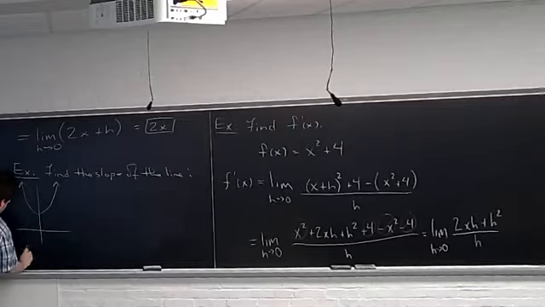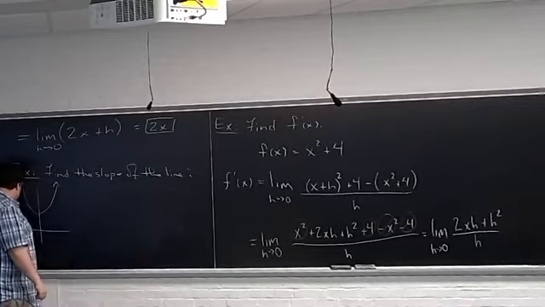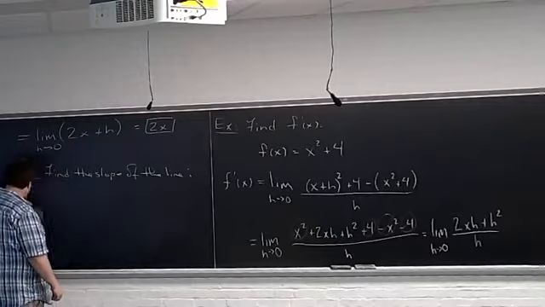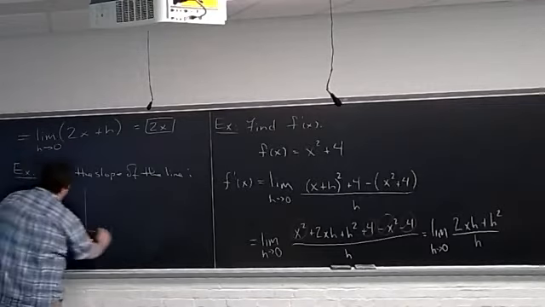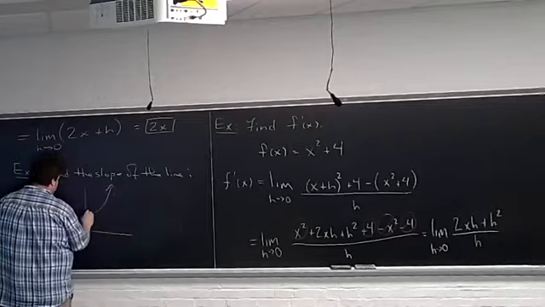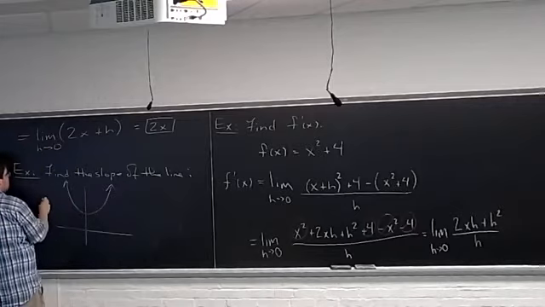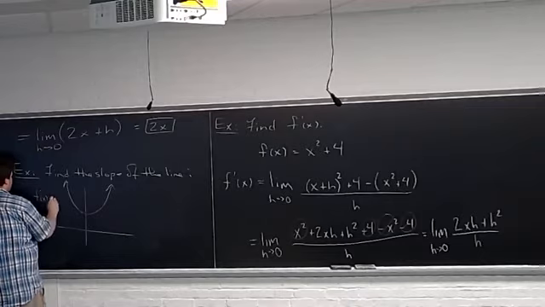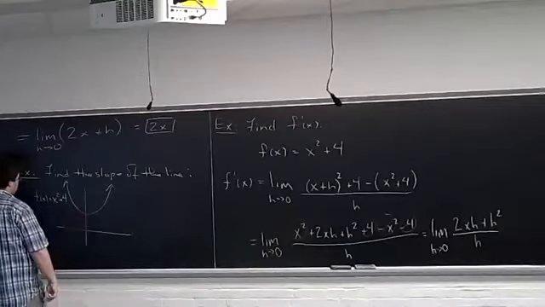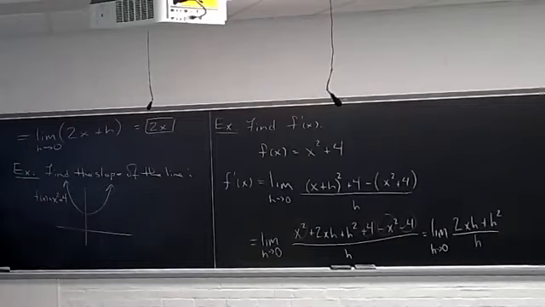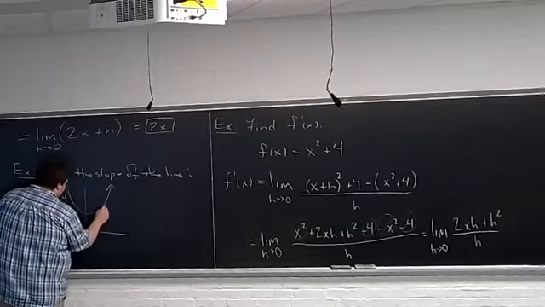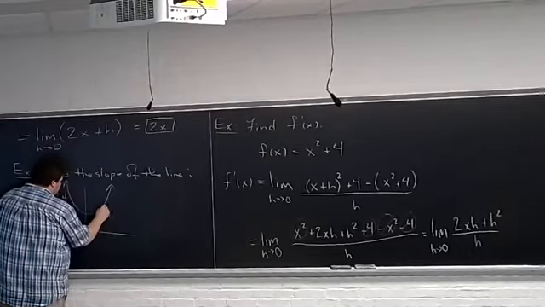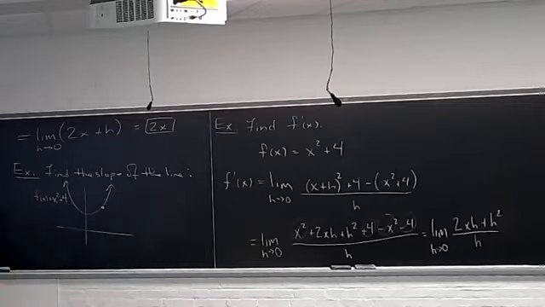I'll write it here. So here we have f of x. Take x squared, lift it up 4. So here we have f of x equals x squared plus 4. It goes through 0, 4. But find the slope of the line. I don't see a line, other than those, I guess. But the derivative we can use to find slopes of tangent lines.